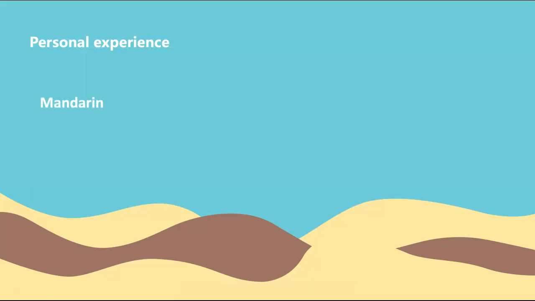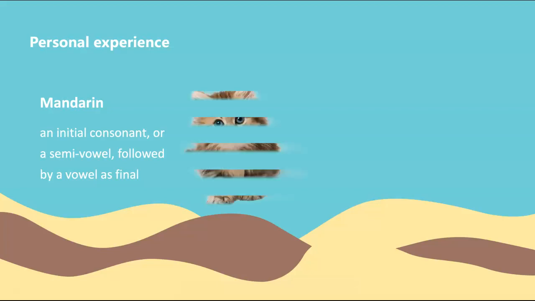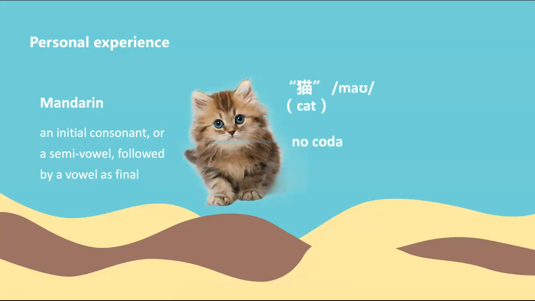In fact, in Mandarin, the common pattern of a syllable is one onset, that is, an initial consonant or a semivowel, followed by a vowel as final. Such as the word cat. In Mandarin Chinese it is 猫, consonant m followed by a diphthong ao. It contains no coda. That is to say, there is no syllable final consonant in our pronunciation system. However, in Cantonese there are.